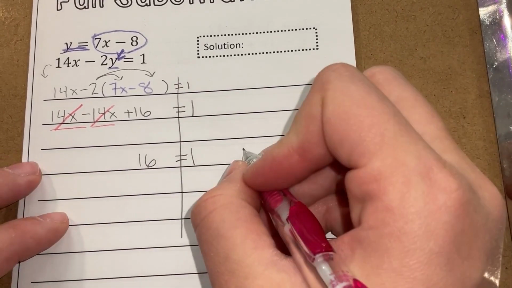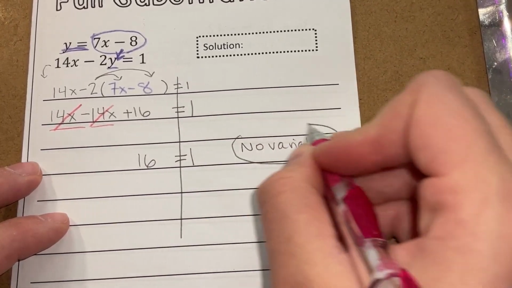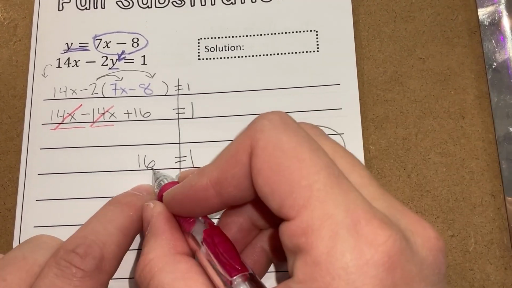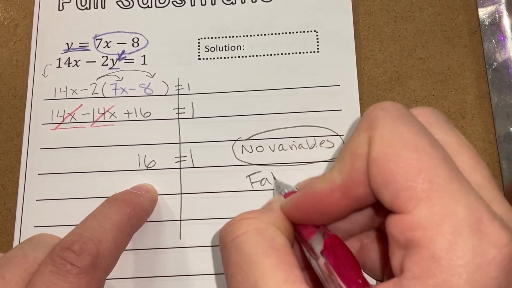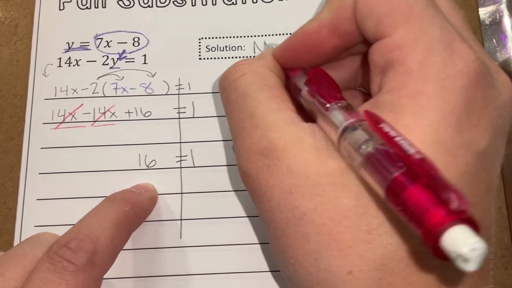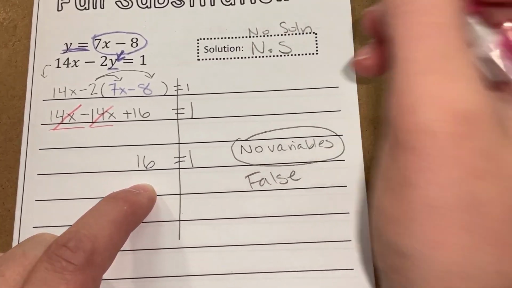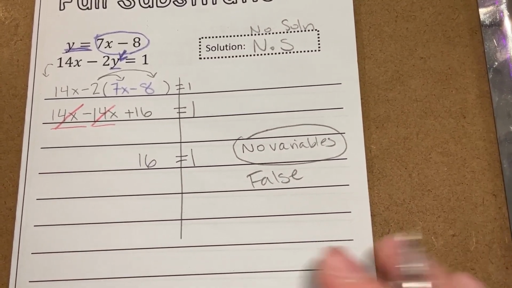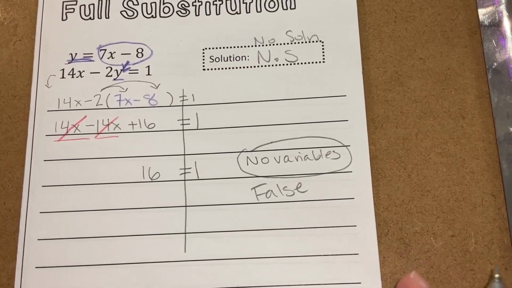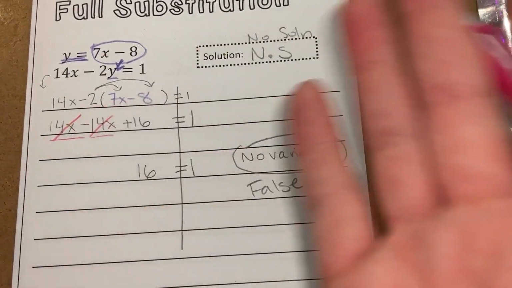So there are no variables here. So that means we're left with a false statement, which means it is a no solution. Or if you want to write it as no solution, that is fine. So that's the end of that problem, right? I can't do anything else because everything canceled out.